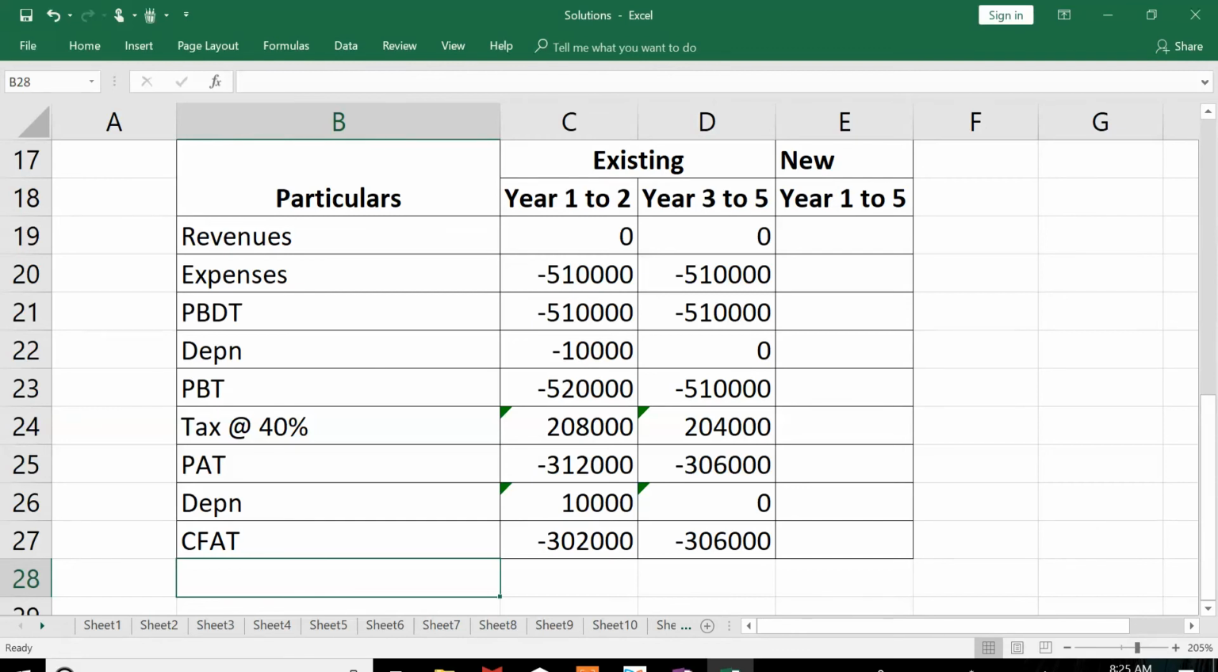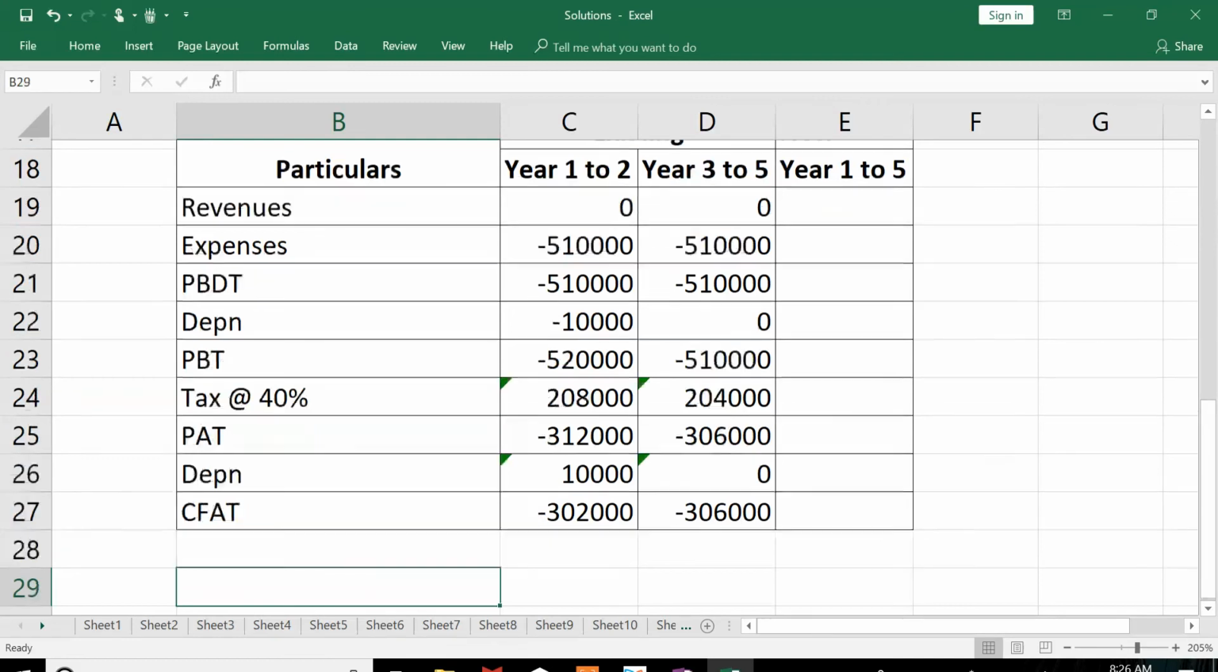Wherever there are losses, we'll have to consider tax saving. Can I proceed to working note 3? Any doubts on this? Anybody has any doubts on this? Next, working note 3, terminal flow.